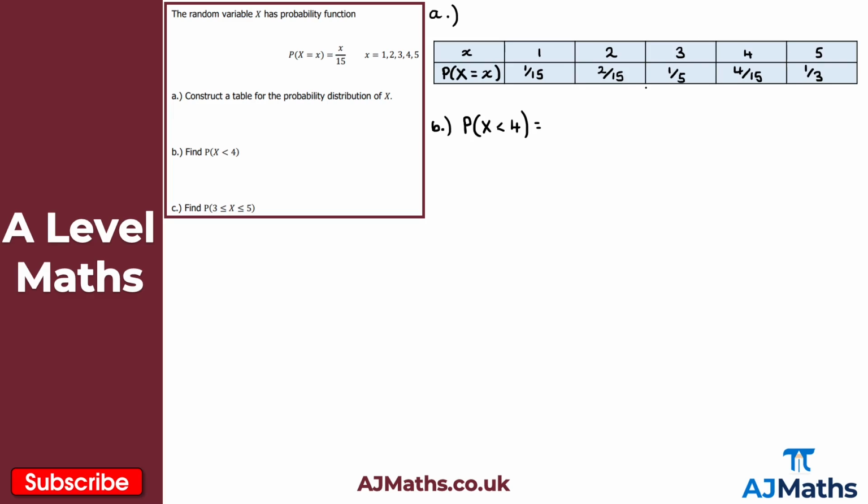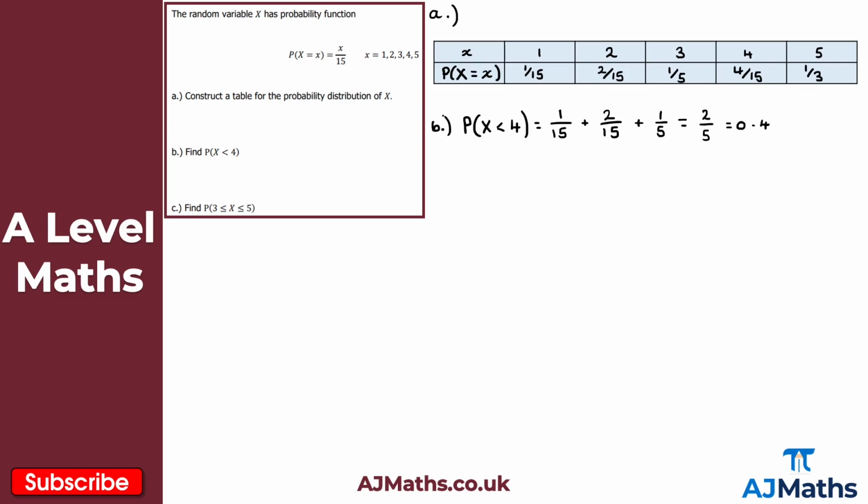So what I need to do now is add those respective probabilities up. So it's going to be 1 over 15 plus 2 over 15 plus 1 over 5. So add these together. So 1 over 15 plus 2 over 15, that's 3 over 15. That would be 1 over 5 plus 1 over 5. So that gives me 2 over 5 there, or 0.4, whichever you prefer there. Okay. And there we have it. So that's the solution to part B.